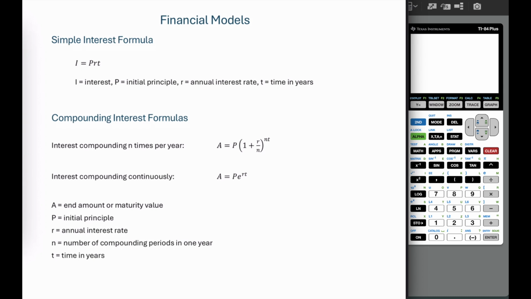This is an introduction to some basic formulas used for calculating interest. The simple interest formula is the most basic way of calculating interest. This is when interest is not compounding.